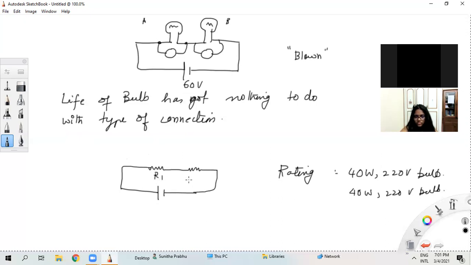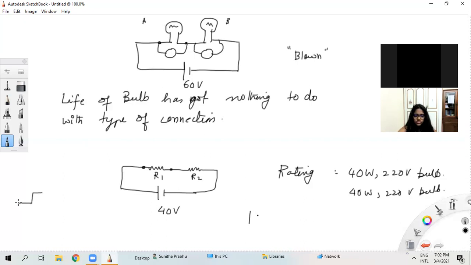Supposing I have a resistance R1, I have another resistance R2, and I'm giving some voltage. For now, I will take 40 volts. It's like 10 batteries joined together giving you 40 volts. What is going to happen is, this resistance will drop voltage across it. I'll try to explain what I mean here.